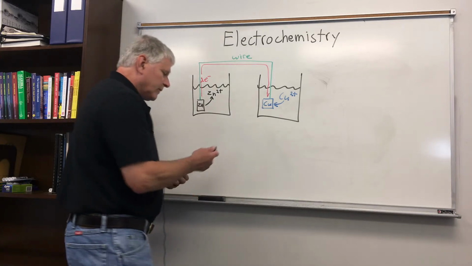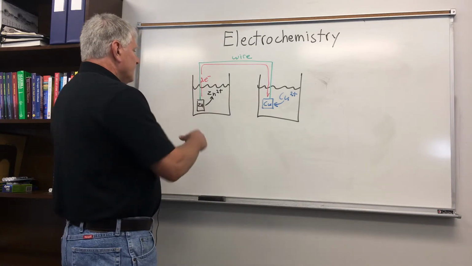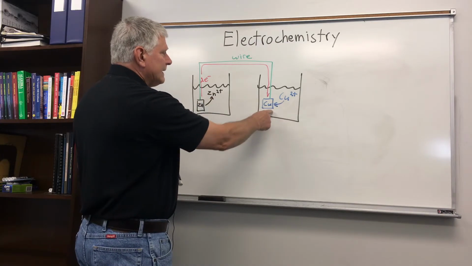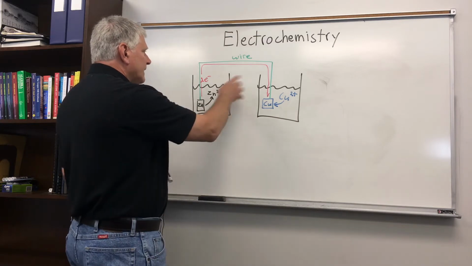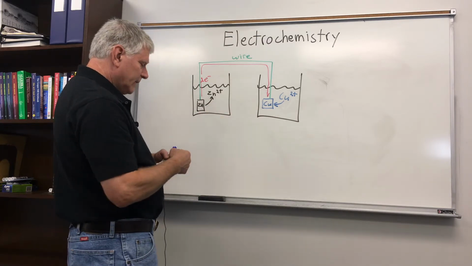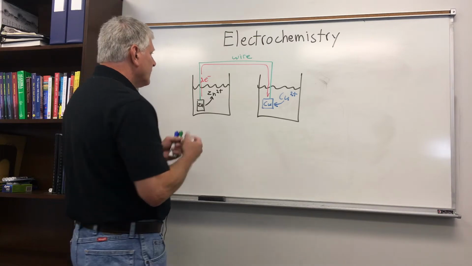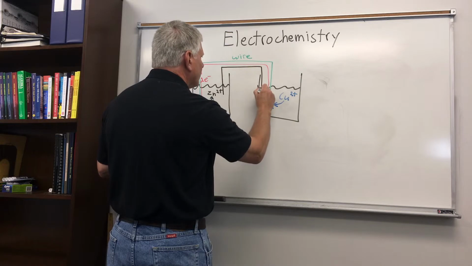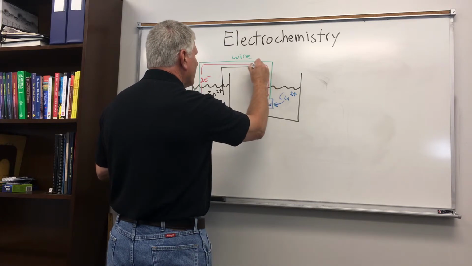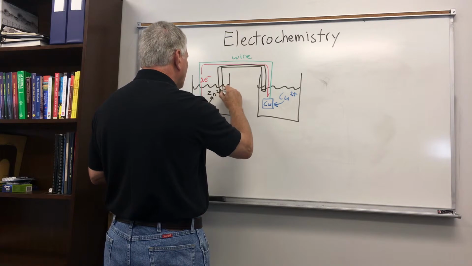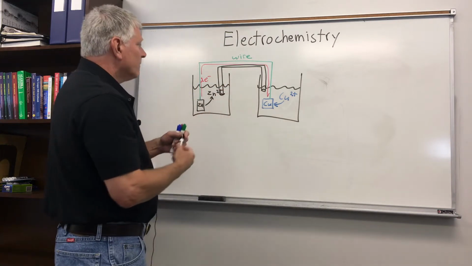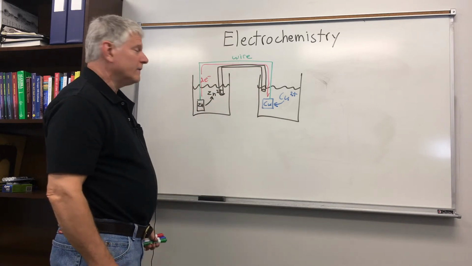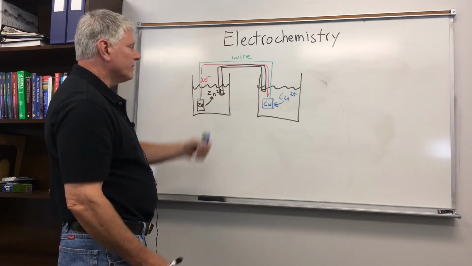Now one thing that you'll notice is that we have ions building up on the left side and ions being depleted on the right side. So we need to be able to balance the charge. And so what we do is we have what's called a salt bridge. And we will allow negative ions to flow from one side to another to balance the positive charge.